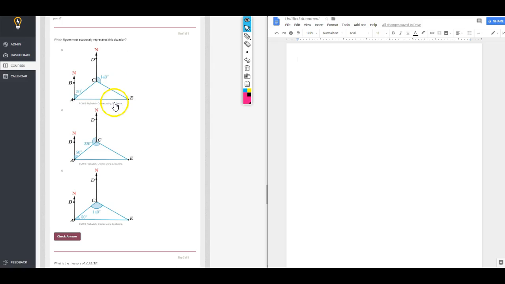So which figure most accurately represents this situation? Bearings are always starting from due north, and go clockwise. So it started at due north and it was traveling 50 degrees. So this is its first flight. And then you draw a due north again whenever you make a direction change, and it changed 140 degrees. So this is its figure.